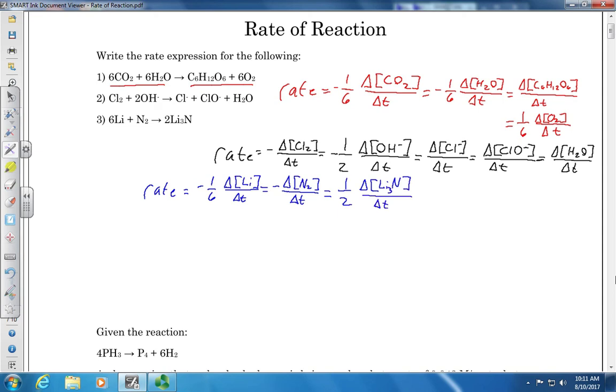So that's all there is to it when it comes to rate expressions. All you're trying to do is say that the rate in which this reaction occurs is directly proportional to any given one of these terms, or is equal to any given one of these terms, which are all proportional to one another because they're all in the same equation.